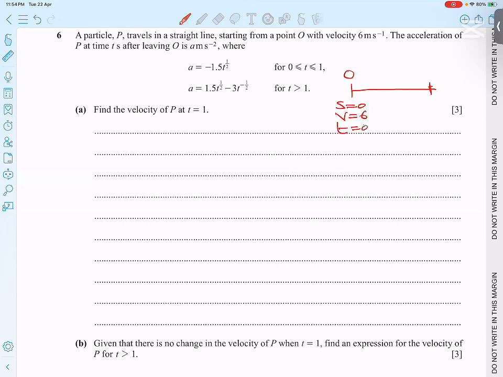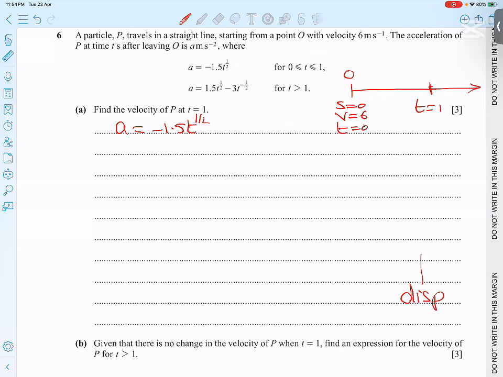Till 1 we have this situation. After 1 we have some other situation. So this formula is valid before 1 and this formula after 1. Okay. So he said find the velocity of P when time is 1. So how to find it? Acceleration is negative 1.5 t to the power half.